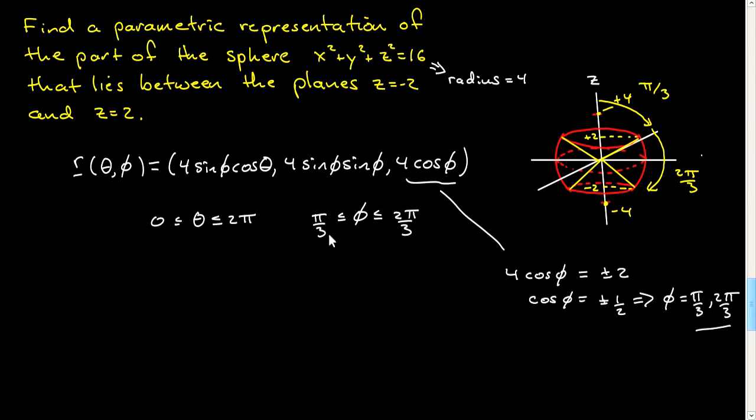So again, that's the kind of thing you should be able to do if you parameterize, say, the upper hemisphere or the lower hemisphere or something like this, because it just amounts to restricting the angles in the standard spherical coordinate representation of a sphere. Enough about that. Let's go on to the next one, which is actually even easier.